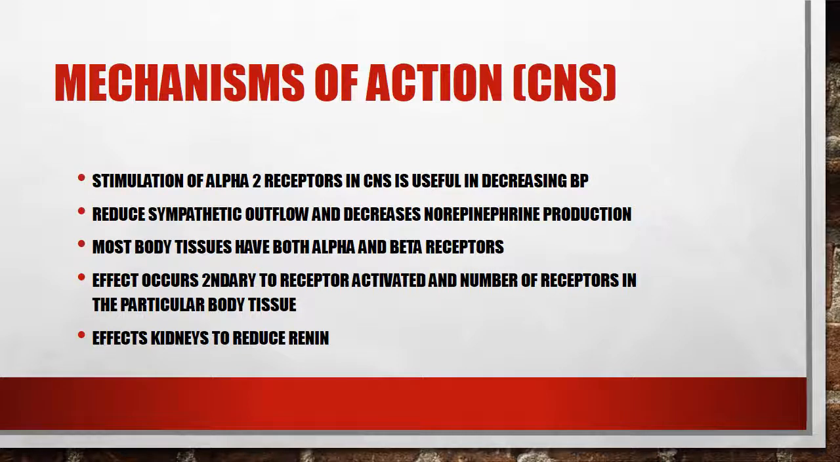With the central nervous system, the stimulation of alpha-2 receptors is useful to help decrease the blood pressure, because it reduces sympathetic outflow, which decreases norepinephrine production. And most body tissues do have both alpha and beta receptors. This is secondary to receptor activation because of the number of the receptors in certain body tissues. And the effect on the kidneys is that it reduces renin, and that's a big thing for blood pressure, of course.